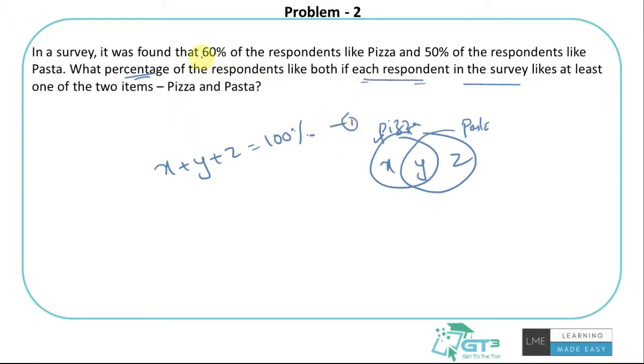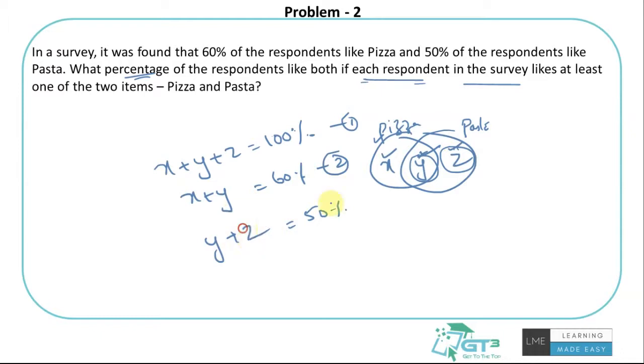What is the other clue? They said 60% of people like pizza. So what number of people like pizza according to the variables? X is only pizza lovers and Y is pizza and pasta. So I have to add both. So X plus Y is 60%. And finally, pasta lovers is 50%. And that will be Y and Z, because only pasta lovers is Z and both pasta and pizza is Y, so that will be Y plus Z equals 50%. Basic rule in algebra, 3 variables, I need to have 3 equations to solve and find the individual values, to get a unique solution.